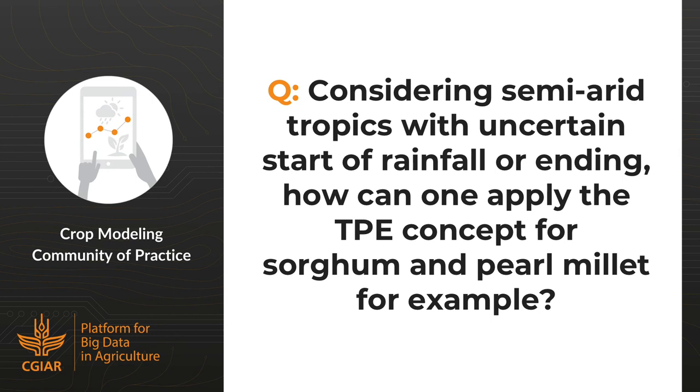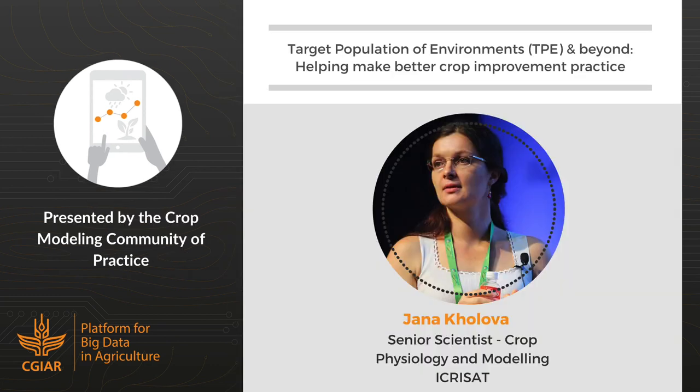Question for yourself: considering semi-arid tropics with uncertain start or ending of rainfall, how can one apply the TPE concept for sorghum and pearl millet, for example? Well, this is exactly what the crop modeling does. It accounts for different starts of the rainy season, and that's the beauty of it. We have all this climatic information, so that we can set the conditions specific to what farmers are doing. For sorghum and millet, when we reproduce the system dynamics, we also reproduce the most likely management, which we know is going on in those farming systems. For example, for millet and sorghum in post-rainy season, and millet in rainy season, farmers start planting after the first rainfall. So the similar condition will be set in the crop model.